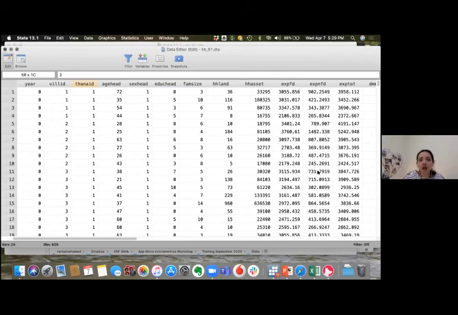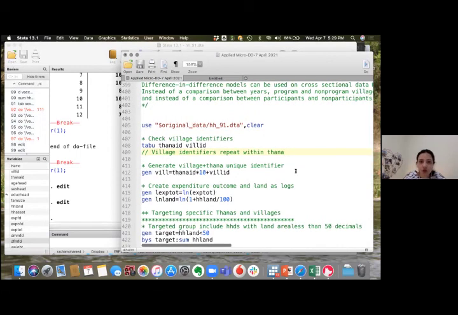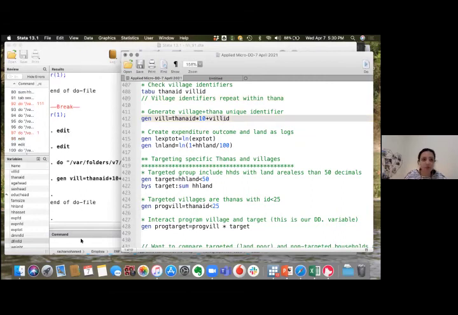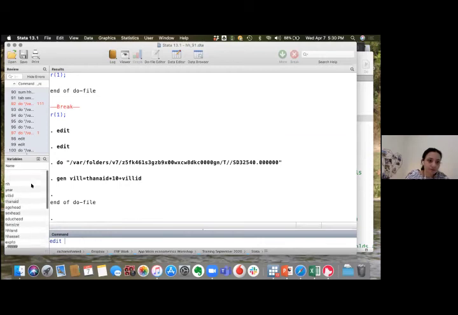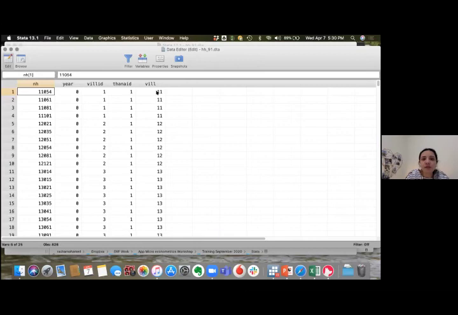So because the village ID is not unique by village, it's repeated, I will create a unique identifier for the village where I take into consideration the STATA ID and the village ID. So I will multiply the STATA ID by 10 and add it to the village ID. I will show you how it will look. So now village ID, STATA ID. So this is my unique identifier.